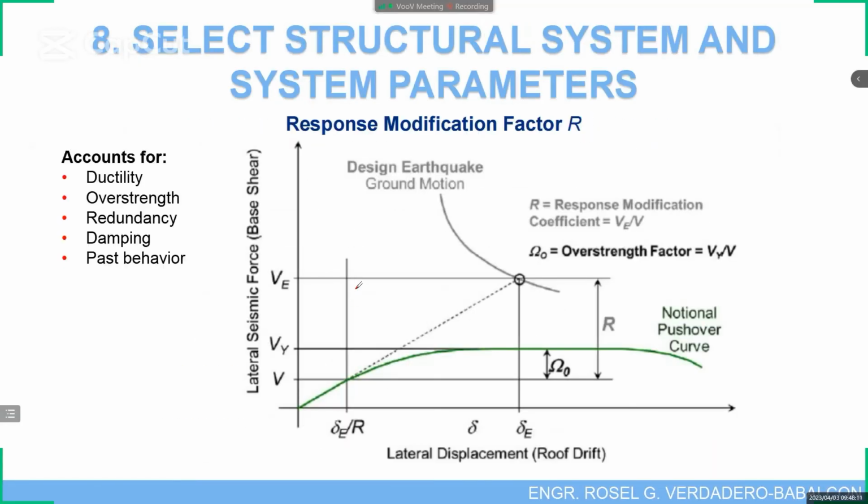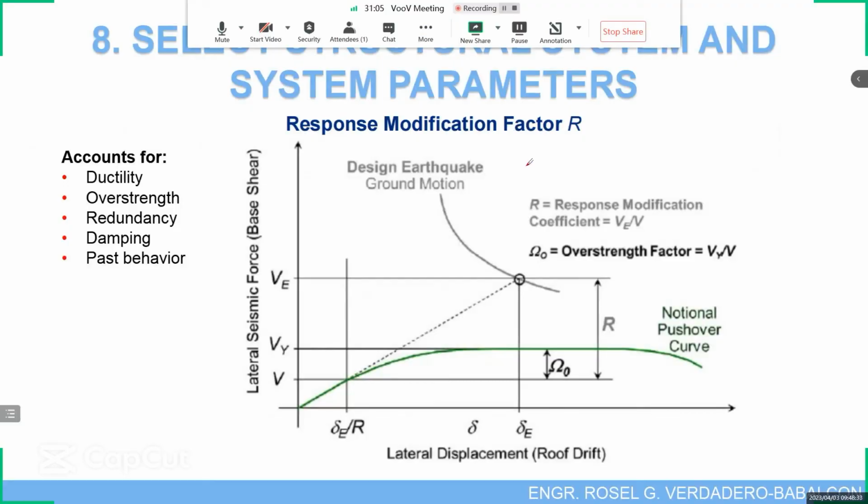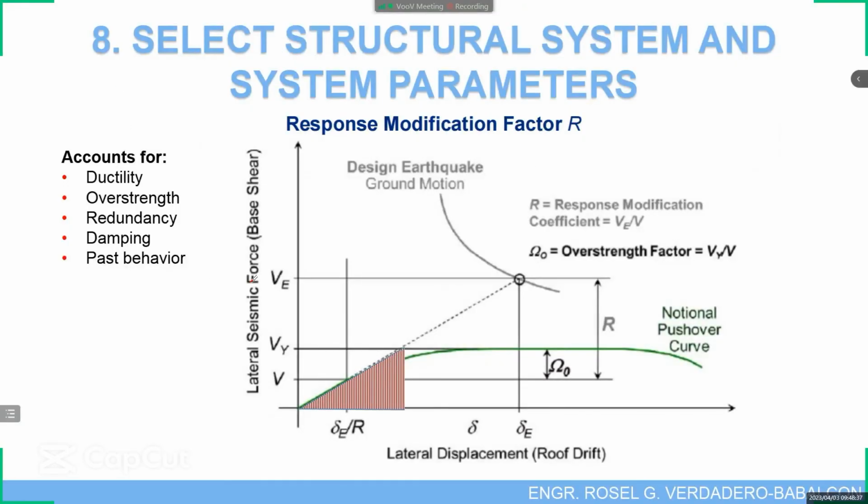Okay. So the response modification factor accounts for the ductility, overstrength, redundancy, damping, and past behavior of your structural system. The response modification factor is listed in Table 208-11 that we have discussed a while ago. You can compute the response modification factor, or you can also refer to the value listed in Table 208-11. Okay.